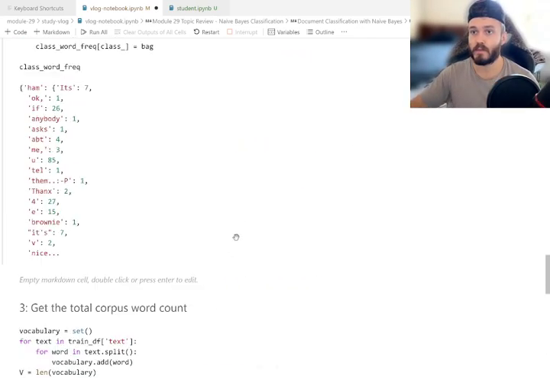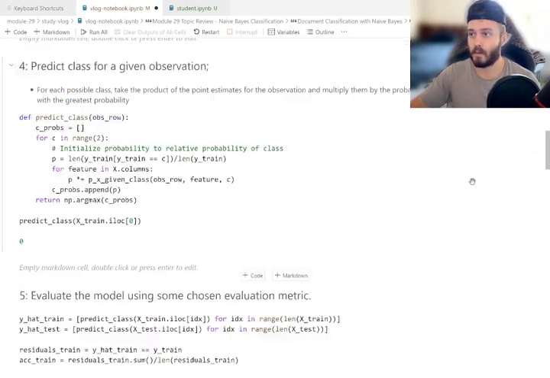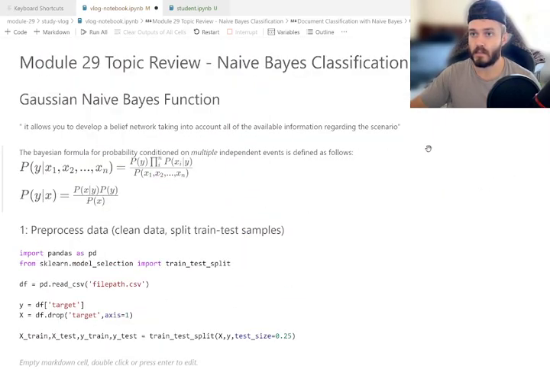So that's pretty much it for the module today, for module 29. But something else really cool happened when I was getting into that second half of this module, where we were talking about document classification using naive Bayes.